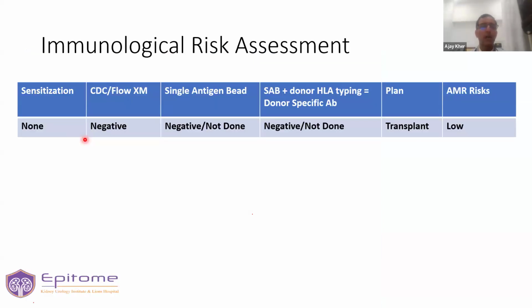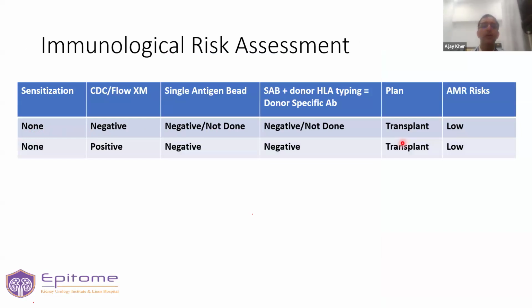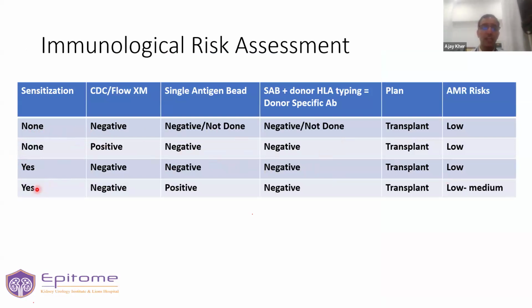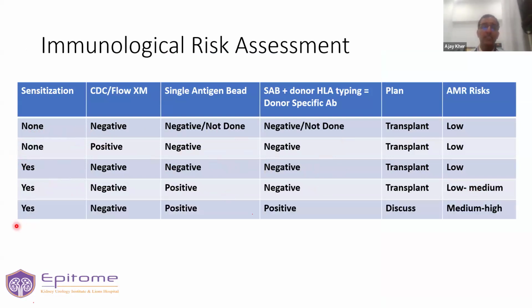So concluding, back to the original slide: no sensitization, every workup is negative, move forward. Only CDC is positive, but single antigen beads are negative, this is a false positive, move forward. Sensitization is there, but everything is negative, you can easily move forward. Sensitization is there, single antigen is positive, even if it is not donor specific, you are in low to medium range. Probably the best thing is to move forward, but with some thymoglobulin and some monitoring and planning around it.